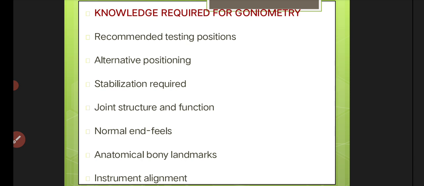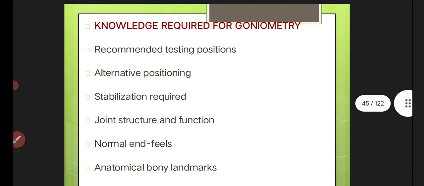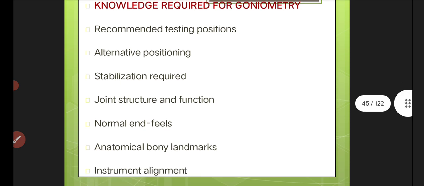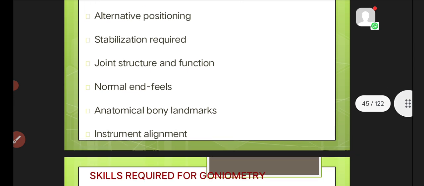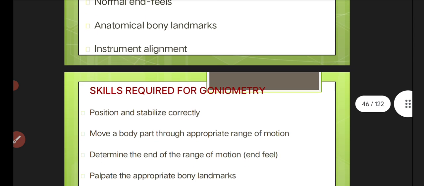Suppose you are doing shoulder flexion of a patient in the supine lying position, but the patient is unable to lie supine, then you have to achieve an alternative positioning. That's why knowledge of alternative positioning is required for goniometric measurement. Next one is stabilization, which is also required. Joint structure and function, normal end feels, we will study the end feel later on, anatomical bony landmarks and instrument alignment.